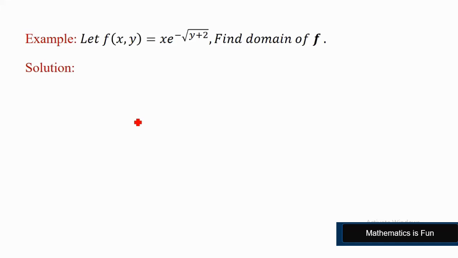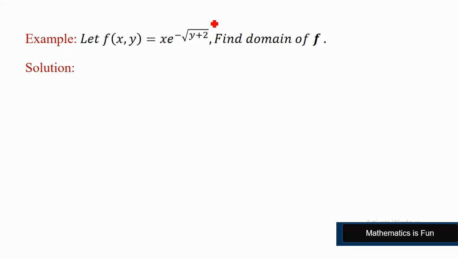Let's find the domain of the given function. Now here we have an exponential function and x is in the form of a polynomial function, so there would not be any restriction on the term x, because a polynomial function is defined everywhere and the exponential function is also defined everywhere, but the square root term creates a problem. So there would be restriction only on the y coordinate of the ordered pair.